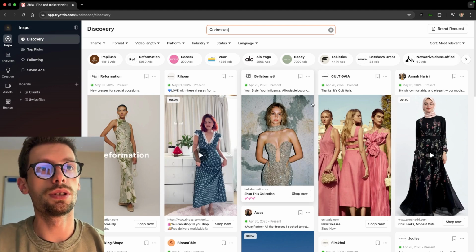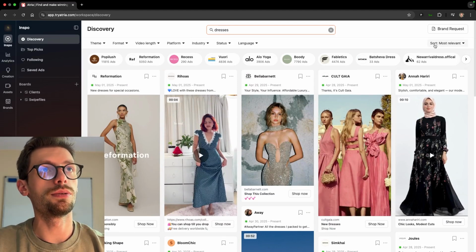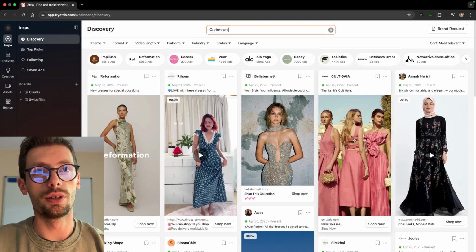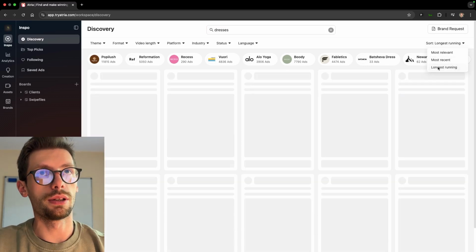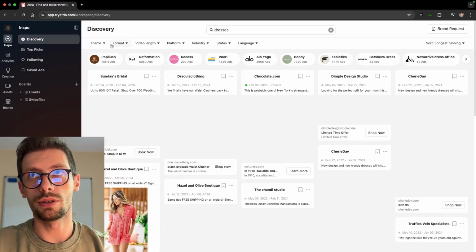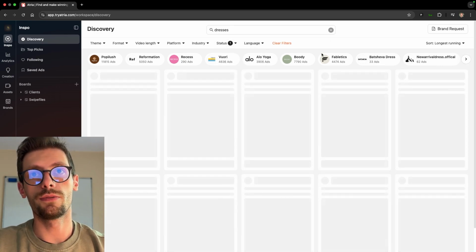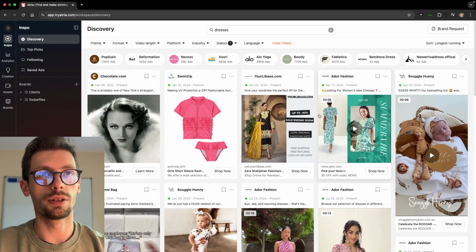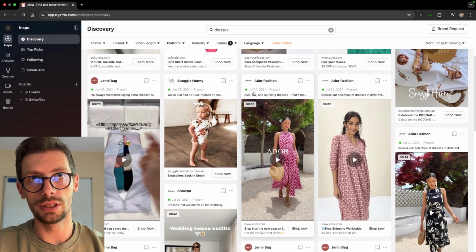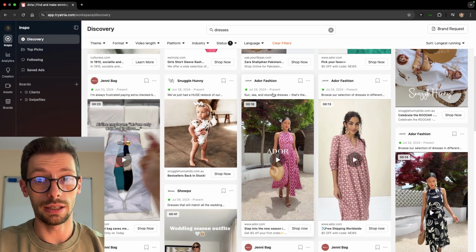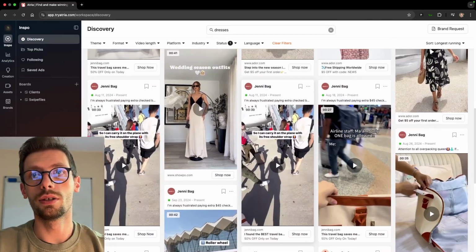Now, you don't just want to go and copy them. That would not be a good idea. What you want to do is, first of all, find those that perform really well. So you want to sort by longest running, and the filter should also be on status, still active, because this way you will find the best performing dress ads that are currently running and also longest running. For example, you see this is running from July 24th up until now. So this is a very proven strong ad. And this is how you can find those winning ads.